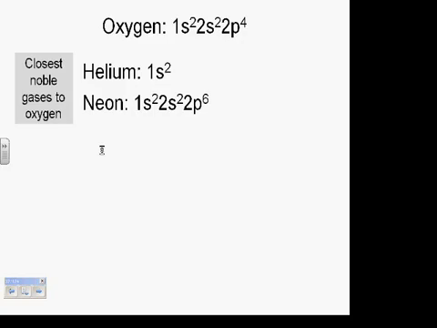So as you look at these, which electron configuration is closest to that of oxygen? If oxygen's going to try to get a configuration like a noble gas, which one would be the easiest one for it to copy, to mimic?